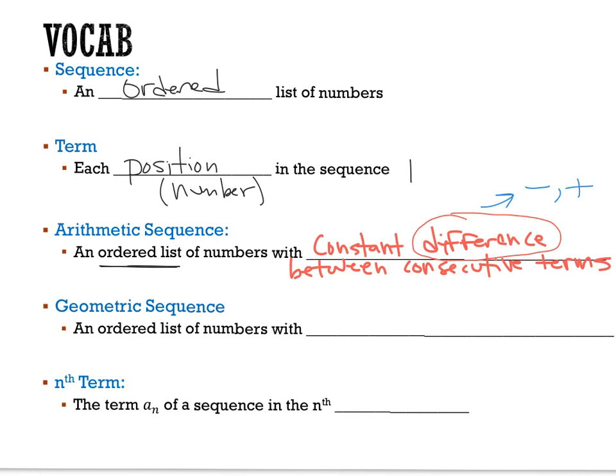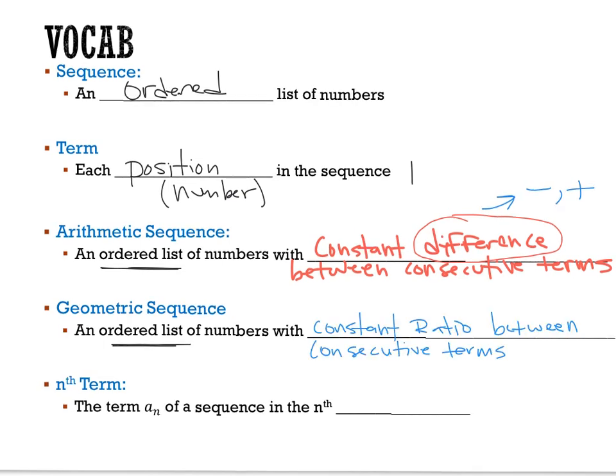Now a geometric sequence is still an ordered list of numbers, but this time instead of a constant difference, we have what's called a constant ratio between consecutive terms. When we think of the word ratio, we should be thinking of words like fraction, which brings us to multiplication and division, because that's how we create and work with fractions. So arithmetic sequences deal with addition and subtraction, and geometric sequences deal with multiplication and division.